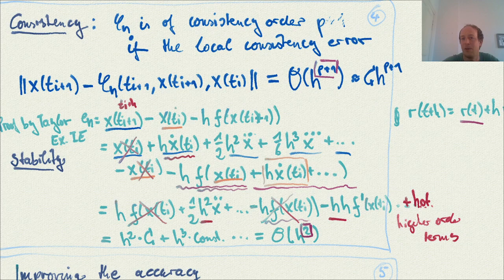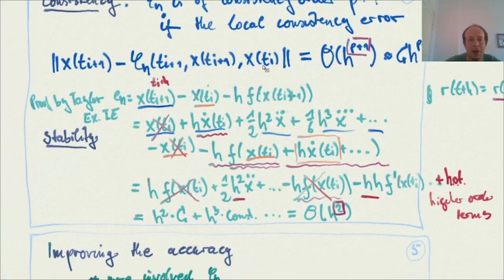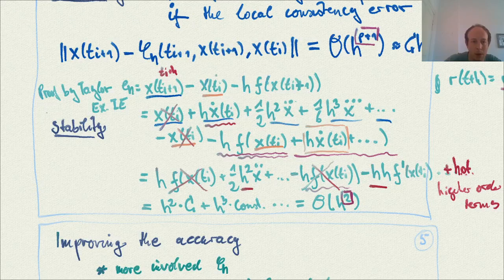It's consistent of order 1, because the local consistency error is quadratic. Then it's a scheme that is consistent with order 1. Well, and stability, no, I don't want to get into this anymore.